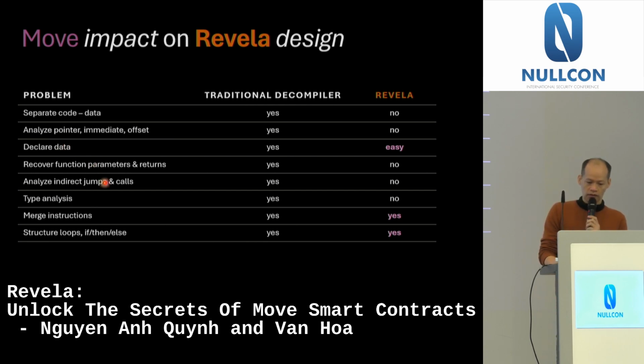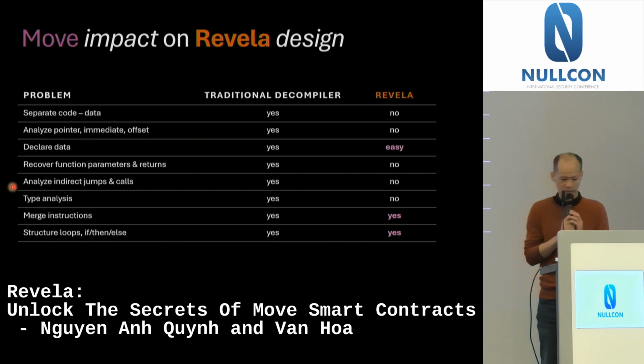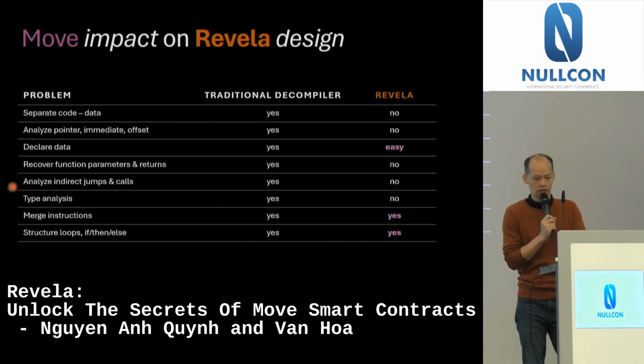We do not need to recover the function parameters and function returns. We do not need to analyze the indirect calls, because those concepts either do not exist in the Move language, or we can get all of that information directly from the Move bytecode. We do not need to perform type analysis for the same reason, because Move bytecode retains all the type data.